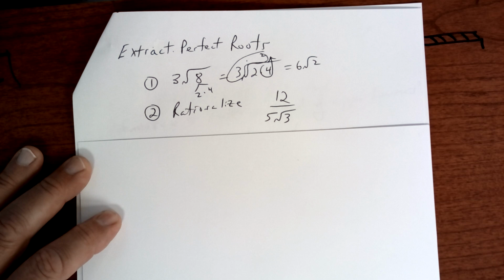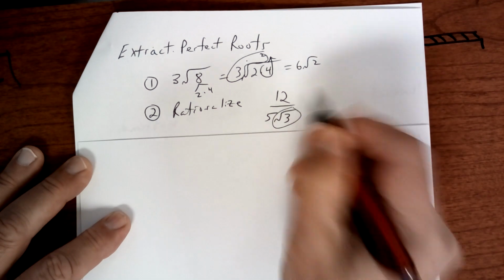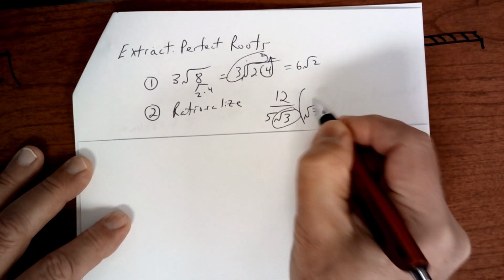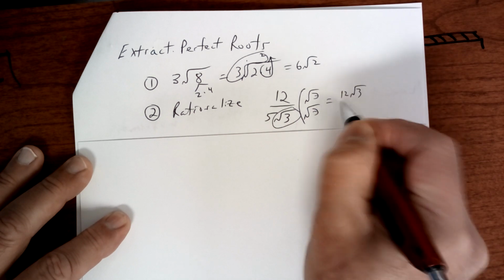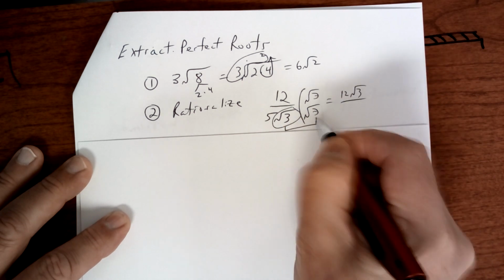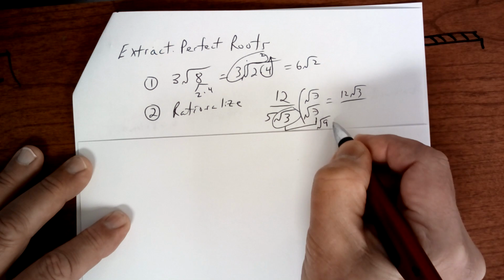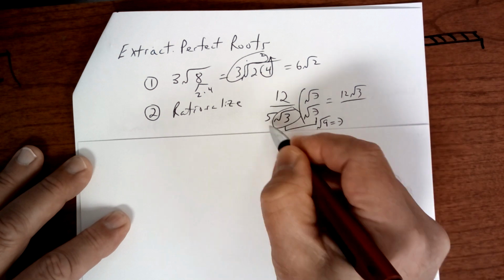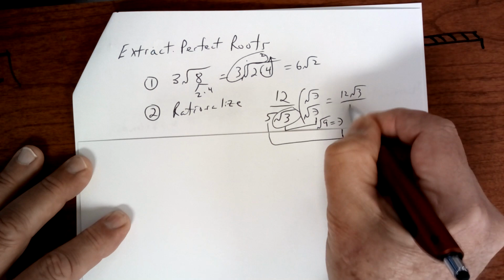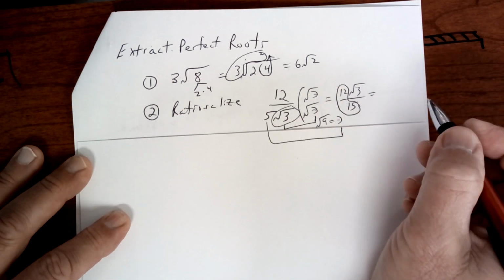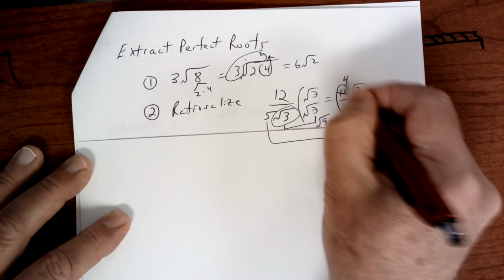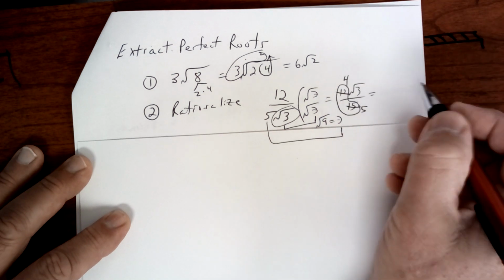This one, you just need to get rid of this. So you're going to multiply by the square root of 3, top and bottom. So you're going to get 12, square root of 3. 3 times 3 is 9, and the square root of 9 is 3. So 3 times that 5 is going to give you 15. And then you can reduce both of these because they're on the outside. So 3 goes into this 4 times, 3 goes into this 5 times, and now you're done.